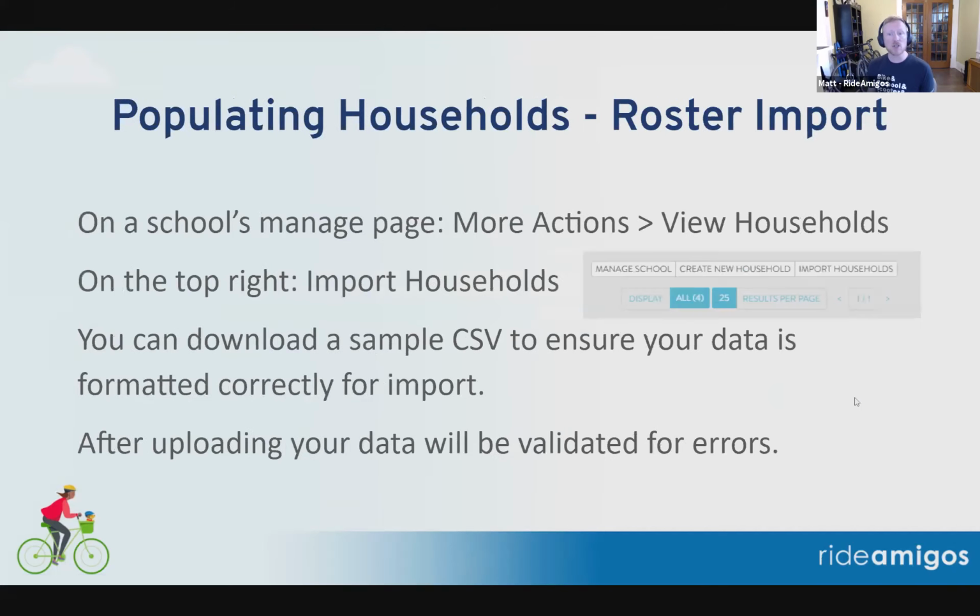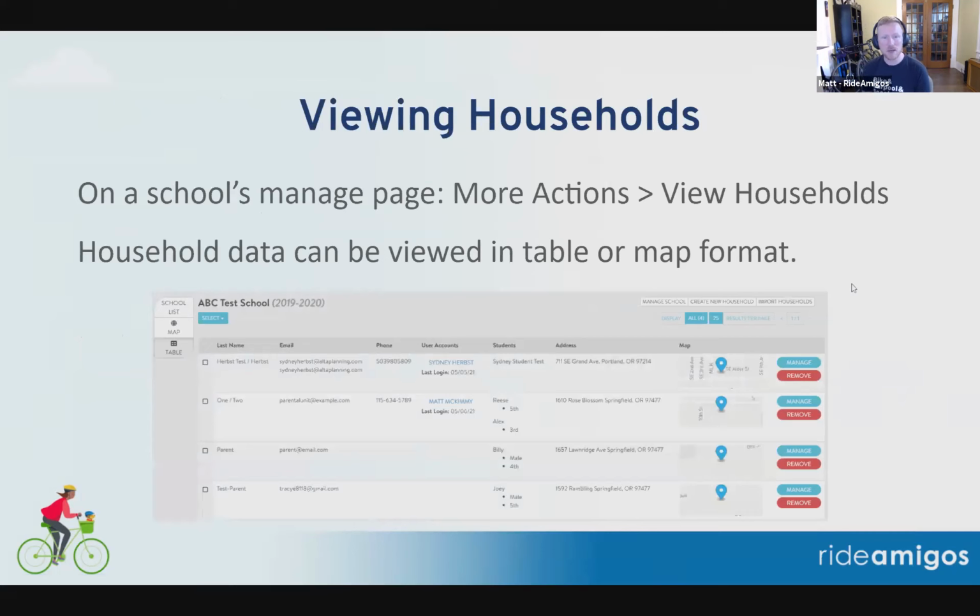And then there's the roster import option, which is visible from the view households portion of school management. It's just a button at the top right called import households. We have an example CSV, so you can make sure that the data is formatted correctly in order to be able to get that imported. We'll run a validator on that as you're bringing that in, just to make sure it doesn't have any errors. So again, those are the two primary ways of getting the data into the system.